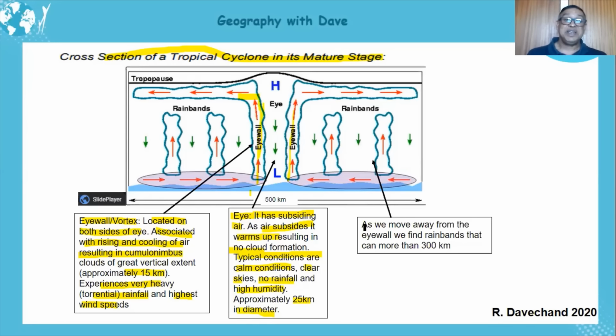Now as we move away from the eye wall, it doesn't just stop. There are more rain bands. Can you see it? They can be more than 300 kilometers from the eye. It can extend outwards. It can still cause rainfall, etc. So that's your brief look at the cross-section of the tropical cyclone.